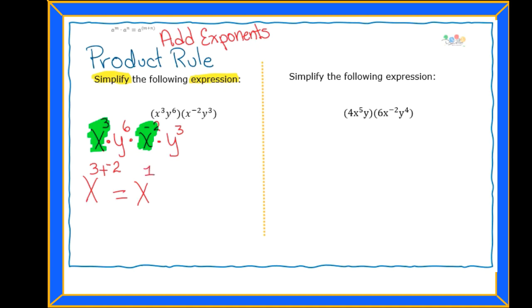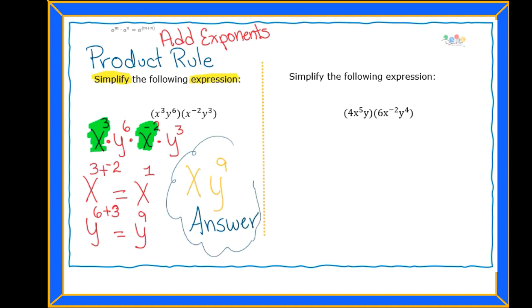Now, the next one that I can combine will be y to the sixth power, and I have y to the third power. I need to add the exponents. Remember, because the rule says you need to add the exponents. So this will give me y to the 9th power. Therefore, my answer will be x y to the 9th power. Is that right? Because the 1 for the x is not needed. So this is my answer.